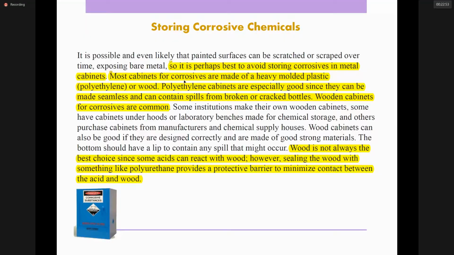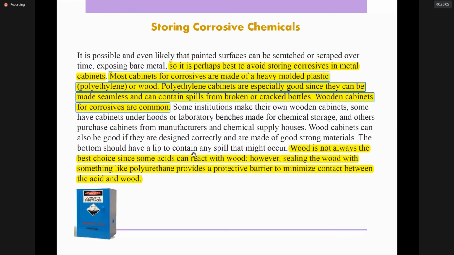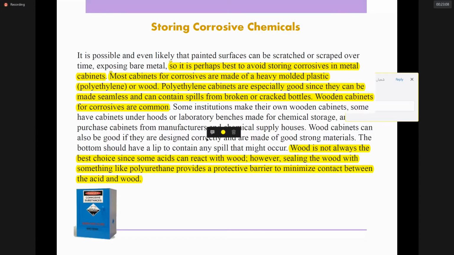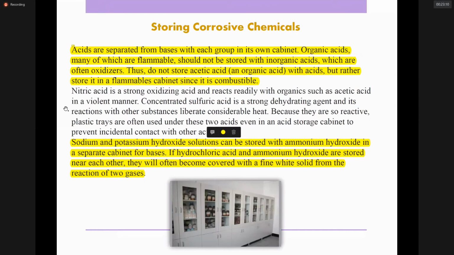But the best choice is what? The cabinet made with polyethylene, molded plastic. We talk about the separation. Acids are separated from bases in each cabinet.